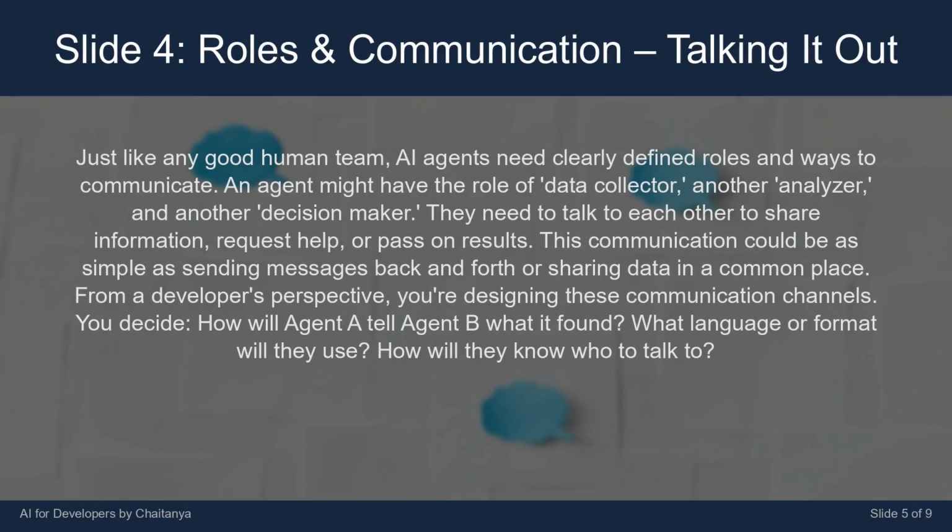Just like any good human team, AI agents need clearly defined roles and ways to communicate. An agent might have the role of data collector, another analyzer, and another decision maker. They need to talk to each other to share information, request help, or pass on results. This communication could be as simple as sending messages back and forth or sharing data in a common place. From a developer's perspective, you're designing these communication channels. You decide, how will agent A tell agent B what it found? What language or format will they use? How will they know who to talk to?